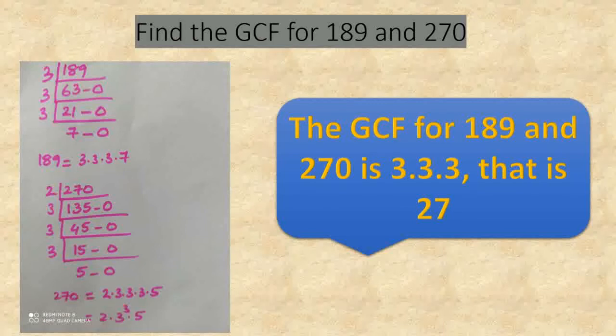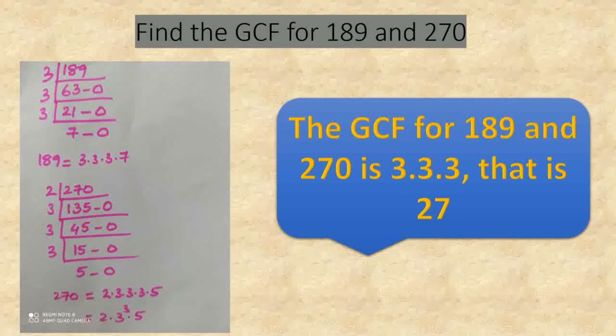Okay, now you have to find the greatest common factor for 189 and 270. We can find prime factors using this repeated division method or the factorization tree. In this division method, you have to use the prime factors for dividing the given number. The divisor must be a prime factor and it should start with 2.